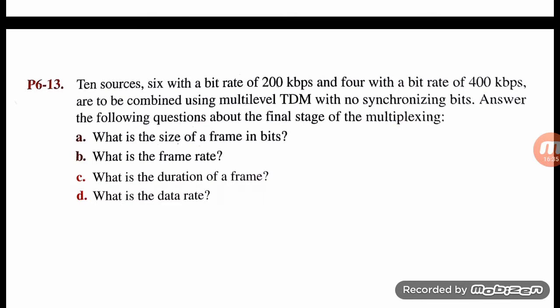Part D, output data rate. See, whenever he says data rate, that is actually asking for bit rate. How many bits per second, right? So you know the frame rate. It is 400,000 frames per second. How many bits in each frame? 7 bits in each frame. So 7 into 400,000 gives you 2.8 megabits per second. Right? Is it clear? Yes.